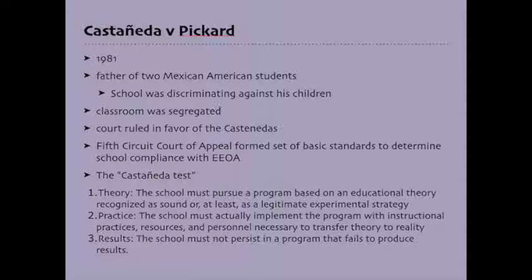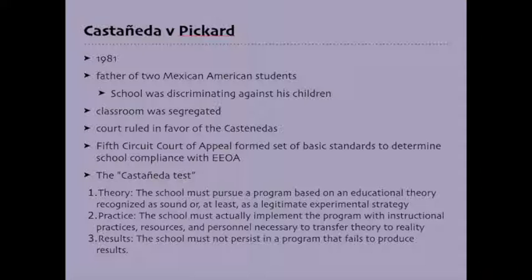Next is Castaneda v. Pickard, 1981. In this case, the father of two Mexican American students claimed that the school was discriminating against his children because of their ethnicity. He argued that the classroom his children were being taught in was segregated. They were using a grouping system for classrooms based on criteria that both ethnically and racially discriminated. The court ruled in favor of the Castanedas.